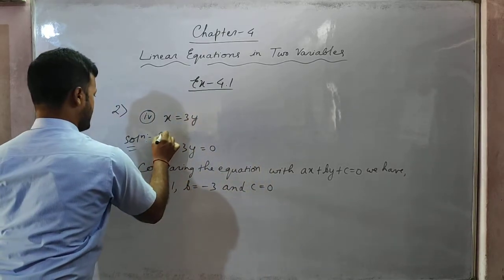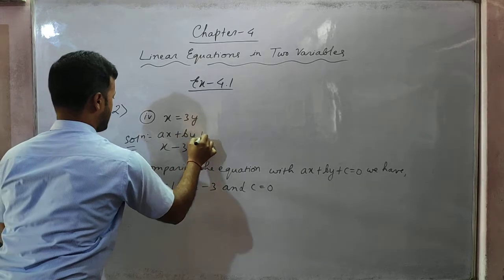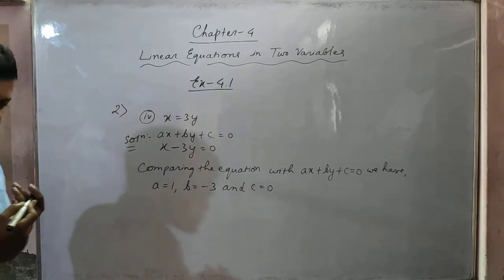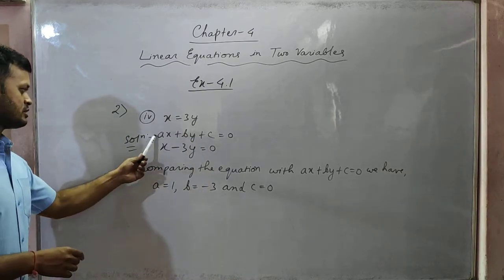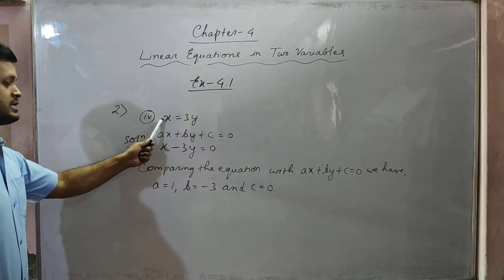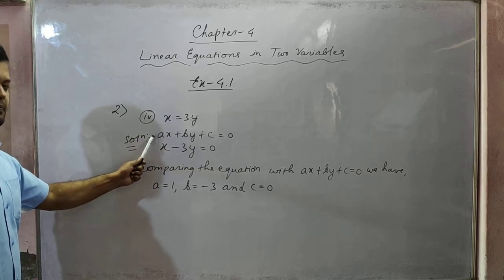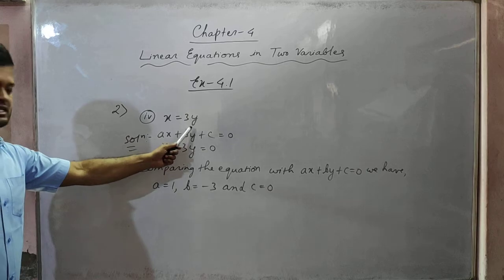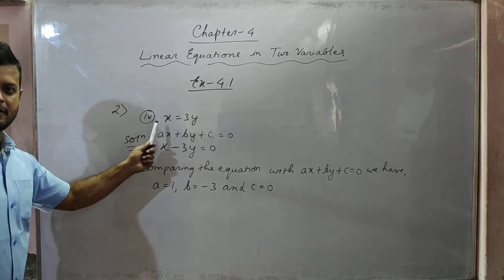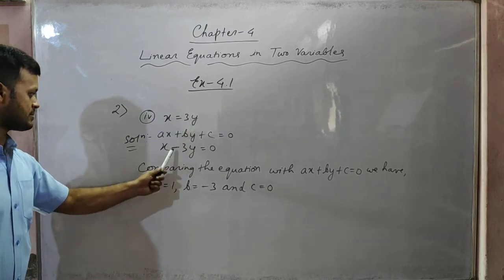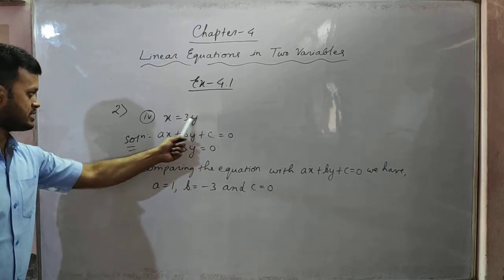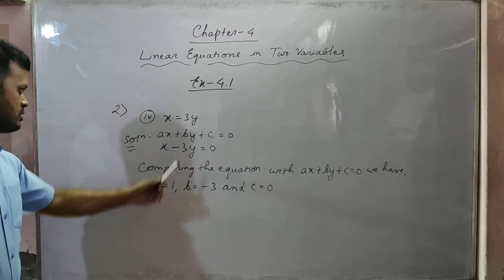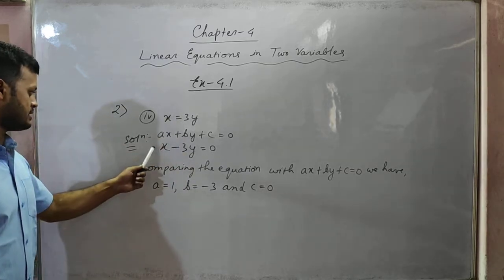See here, ax plus by plus c is equal to 0. We are comparing both the equations, okay, students. So this equation that is given to us and this one we have to compare, and we have to find out the values of a, b, and c. So x equal to 3y is given to us. If I bring 3y to the left hand side, it will become x minus 3y, and here 3y has come to the left hand side from the right hand side, isn't it? So what will remain? 0. So x minus 3y is equal to 0. Now compare this equation and this equation.